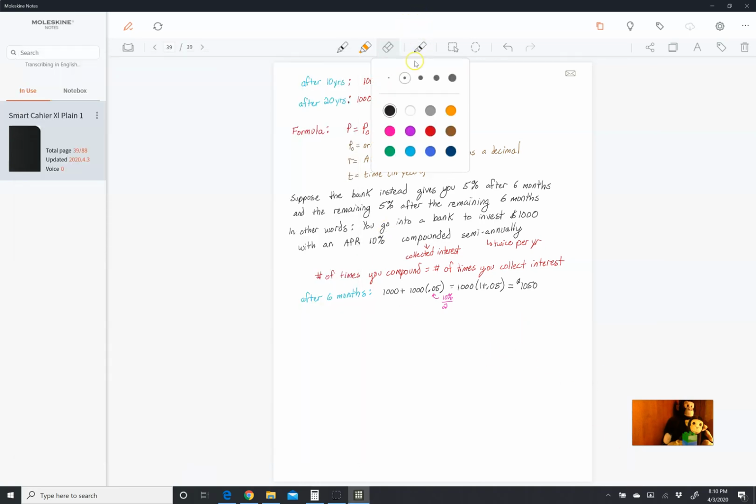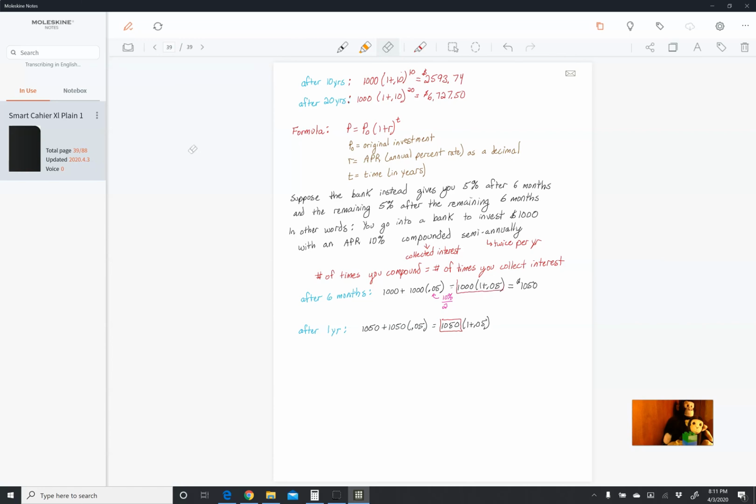Okay, now let's see what we get after 1 year. Well, after 1 year, we're going to get the 1050, which is the 1,000 times 1 plus 0.05. So we have 1,050 plus 1,050 times 0.05. Now we already know what's going to happen here. We can factor out the 1,050. And we know that the 1,050 is equivalent to this here. This is what's allowing us to use the exponents.